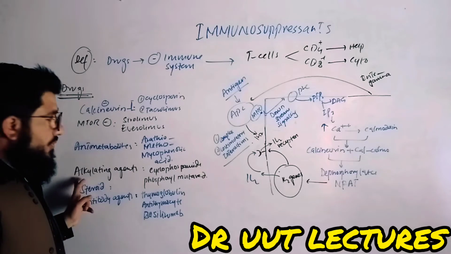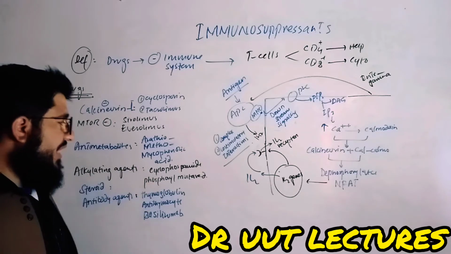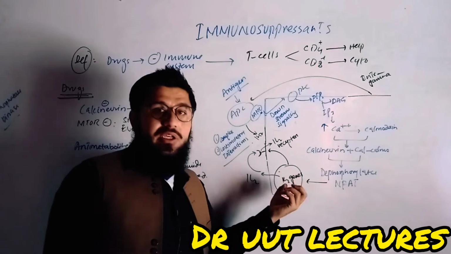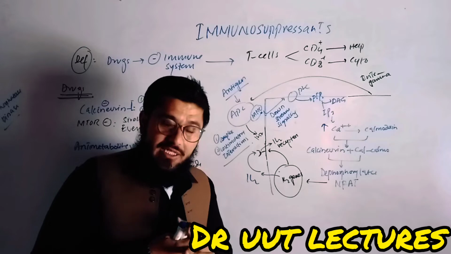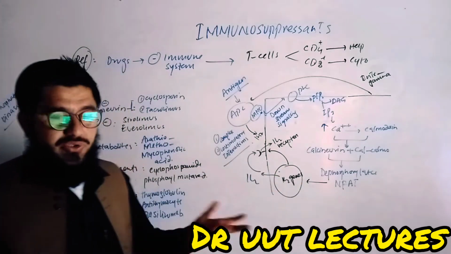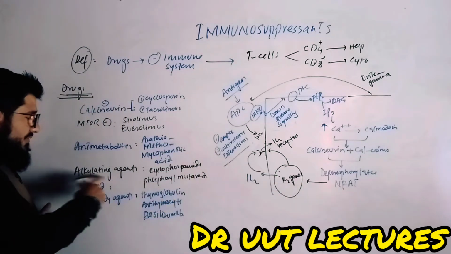Alkylating agents, like cyclophosphamide, phosphoryl mustard is another name. This is actually acting on DNA cross-linking. So it is actually inhibiting the cross-linkage of the DNA. And again, no DNA, no cell. So DNA won't be synthesized because of alkylating agents.